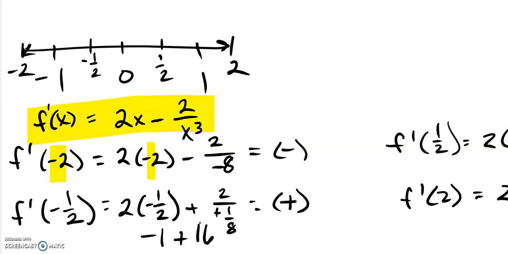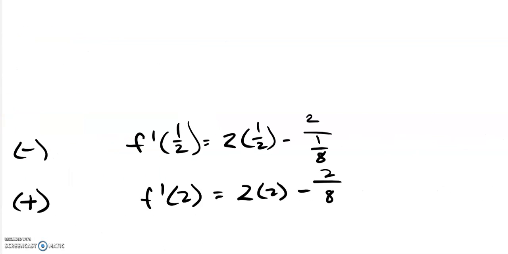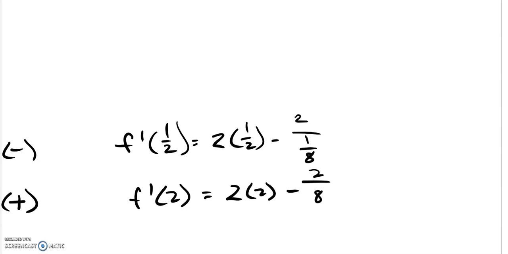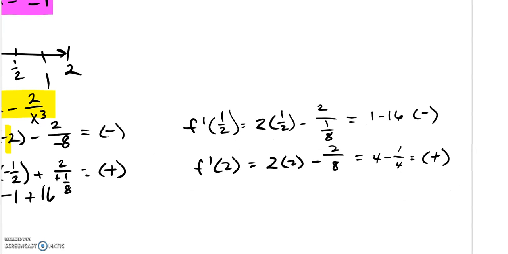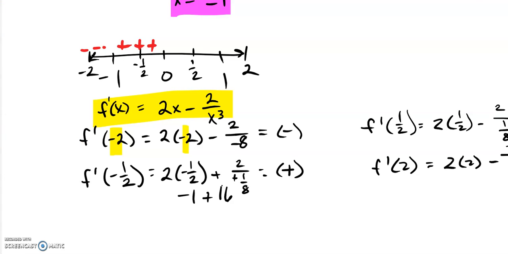So up here, from negative infinity up to negative 1, it's decreasing. From negative 1 to 0, it's increasing. Now, from 0 to 1, value in between is 1/2. Plug that in there, you get 1 minus 16. So that's decreasing. And then you would get 4 minus 1/4, and that's a positive. So it goes back to increasing, right? So then it goes from decreasing between 0 and 1, and then increasing from 1 to infinity.